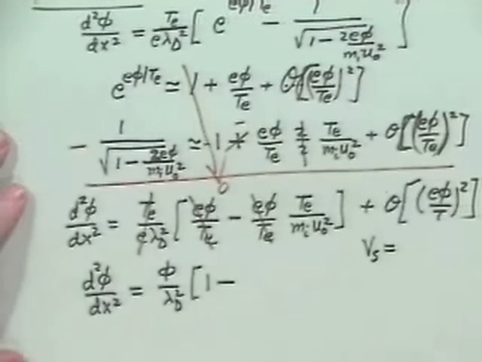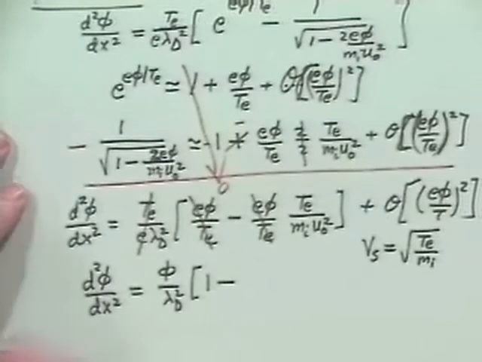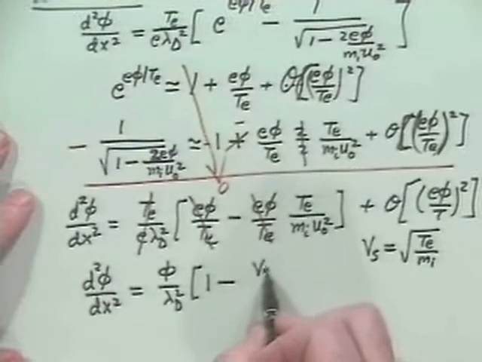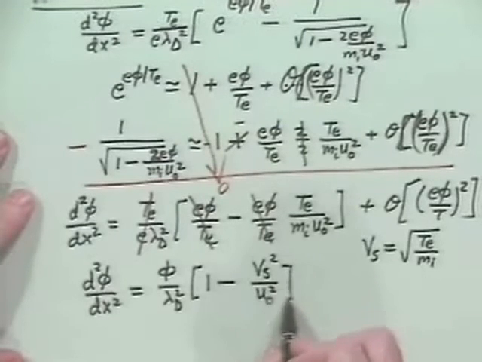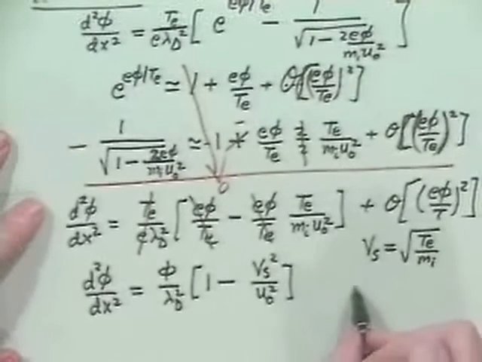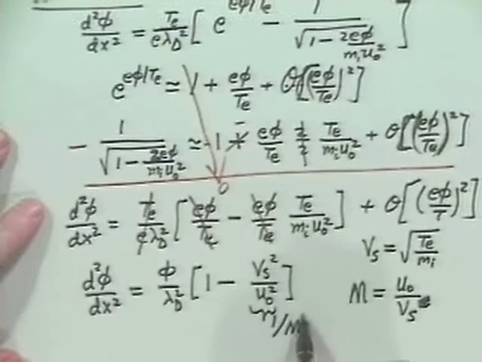Let's remember that we defined the sound speed, if the ions were at very low temperature, as Te over mi. So what we can actually make this Te over mi u naught squared is the sound speed squared divided by u naught squared. What's the ratio of the ion flow velocity to the ion sound speed? What would we ordinarily call that? Ratio of a flow velocity to a sound speed. It's a Mach number, right? So we'll define a Mach number as u naught over V sound, and therefore we will just write this as 1 over M squared.